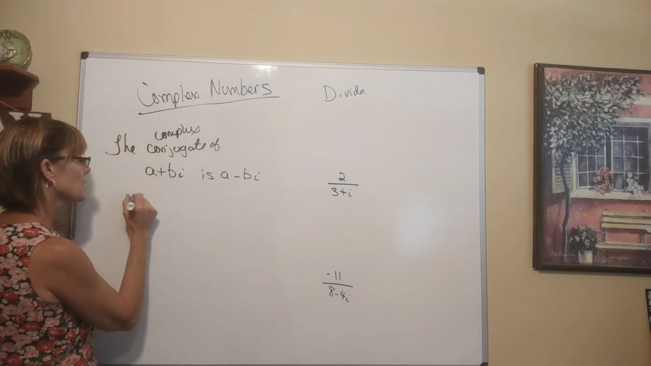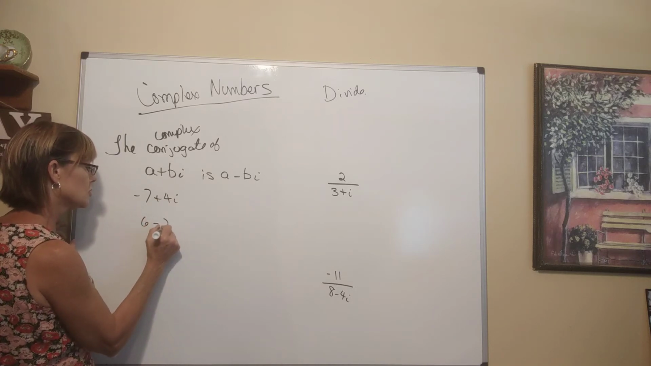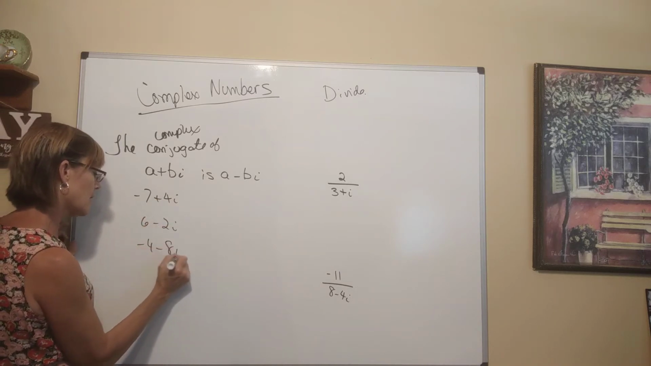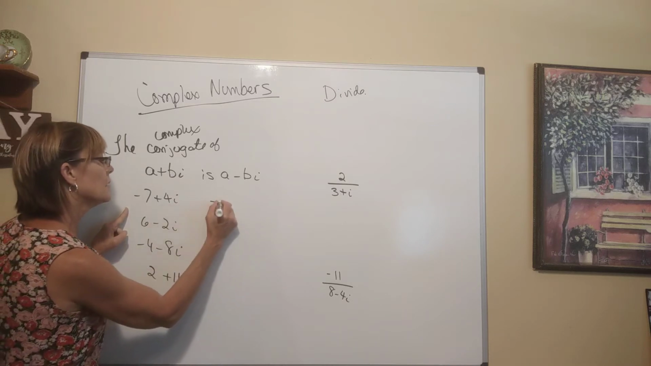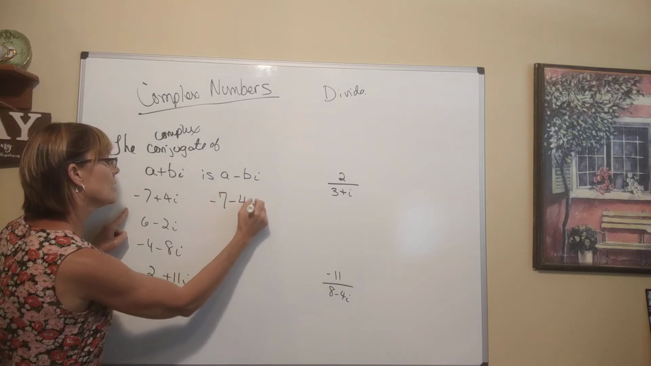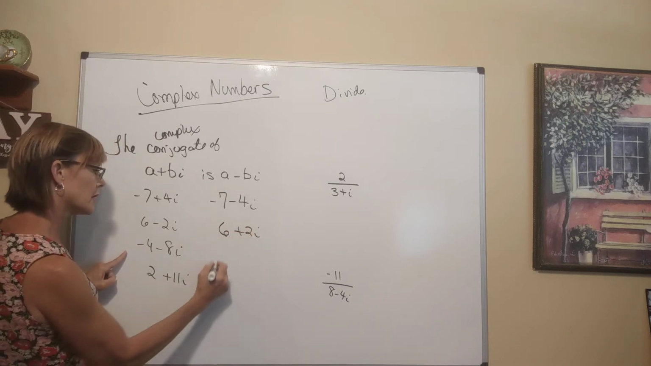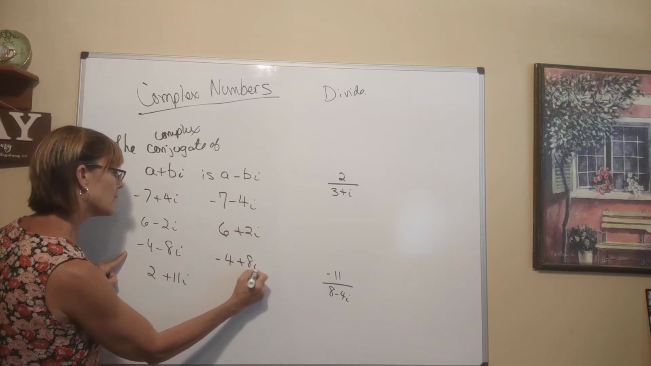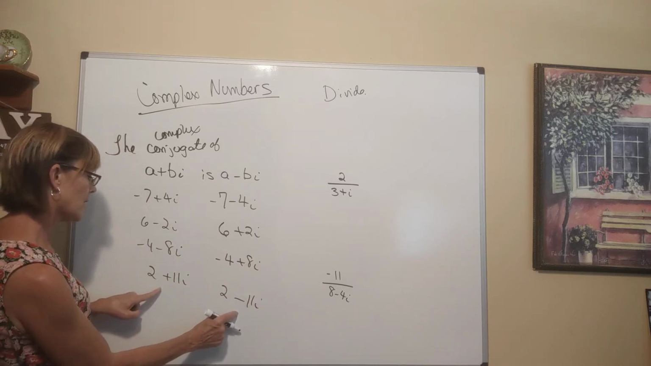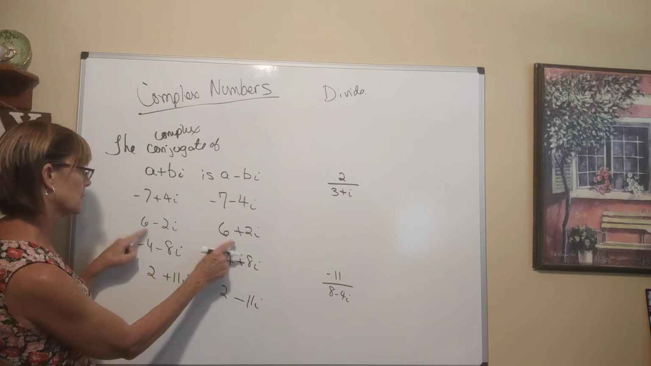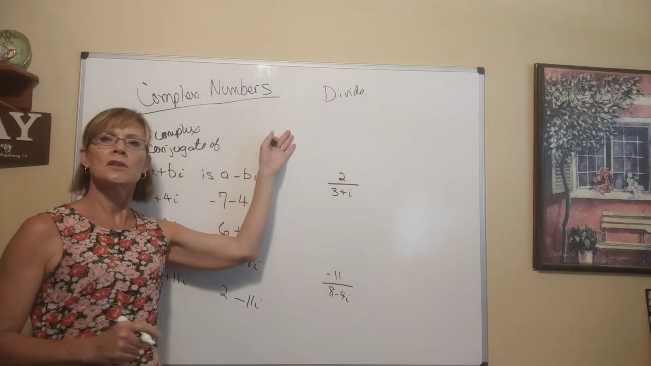So the complex conjugate of -7 plus 4i, 6 minus 2i, -4 minus 8i, 2 plus 11i would be: keep the real part, change the sign of the imaginary part. Keep, change, change. So these are examples of complex conjugates. How do we apply that in division of complex numbers?